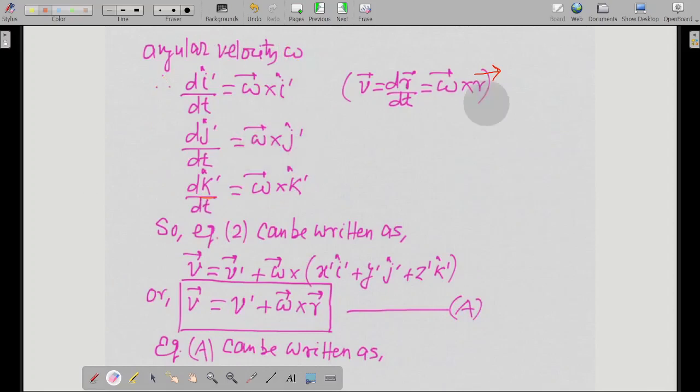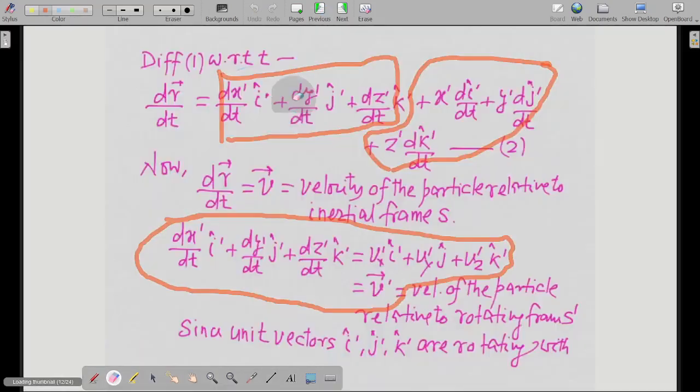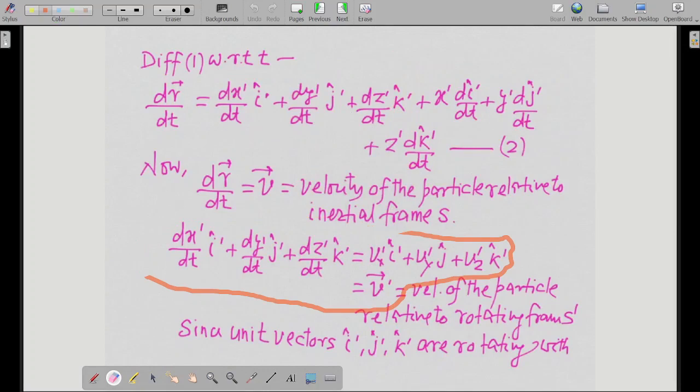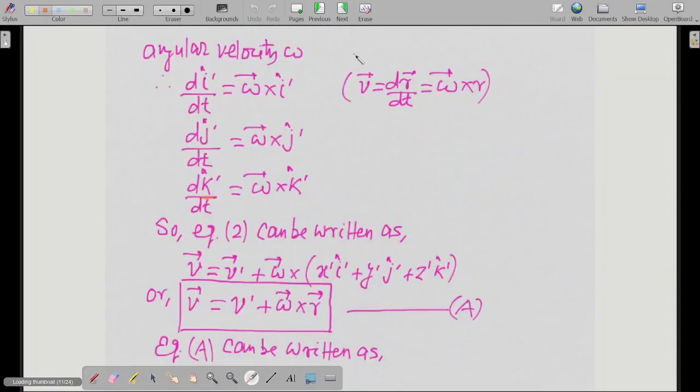So let me erase these things so that it becomes convenient for you later on. We have erased them very fast. Now while making the notes, put a vector sign over here. So equation 2 can be written like this, which I have shown over here. Now v equal to, over here also one vector sign is missing, put this vector sign over here: v prime vector plus omega vector cross r vector.